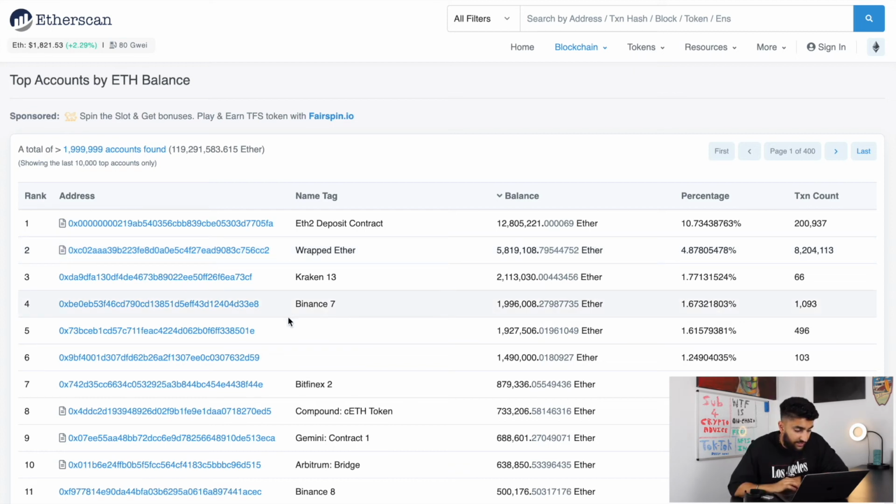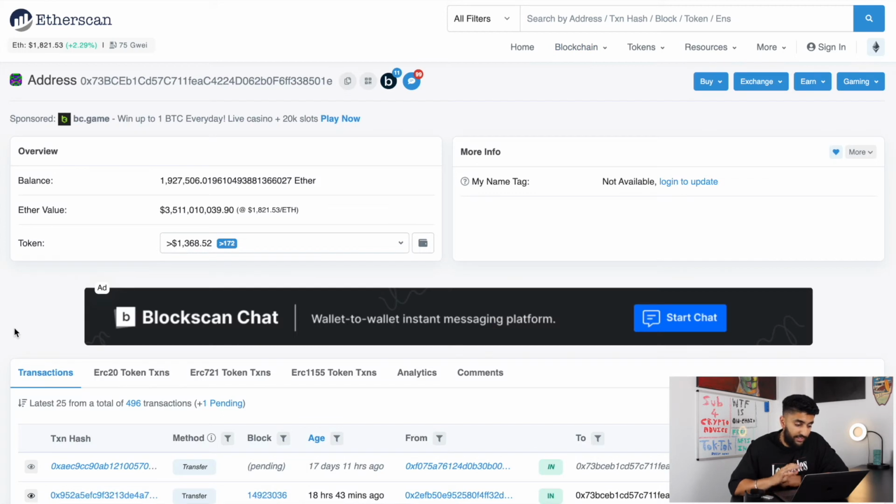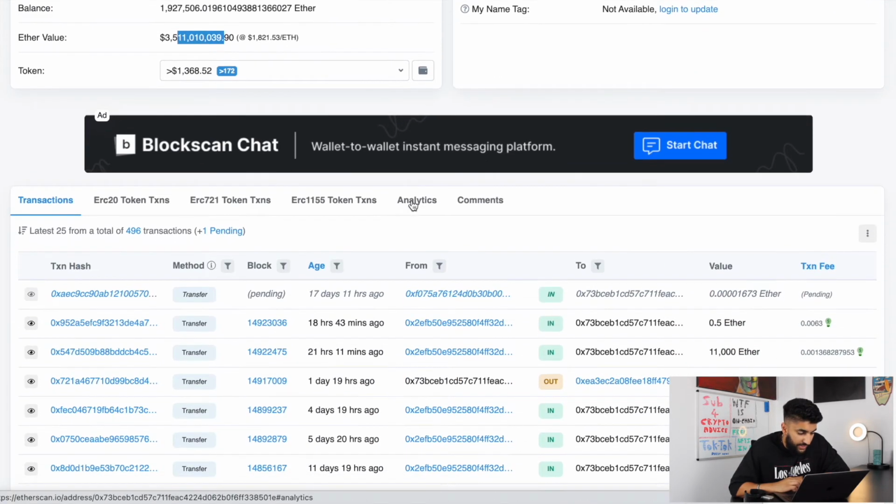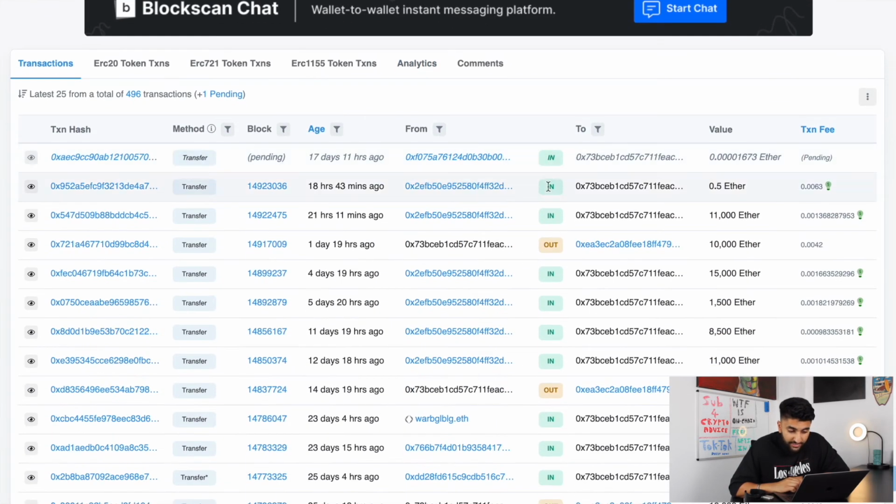So let's take wallet number 5, who we assume to be a private individual because there is no name tag. All we have to do is click on their wallet and we're led to this homepage. This homepage shows us the balance, the value, and if we go down here we find the transactions that have been taking place. In means we've had something coming in, and out means we're having something going out.